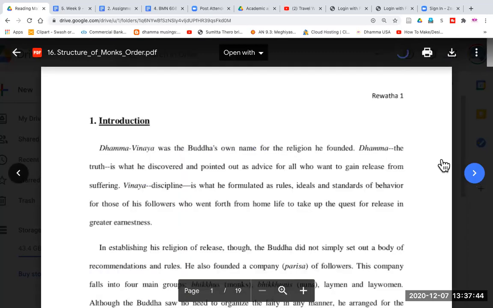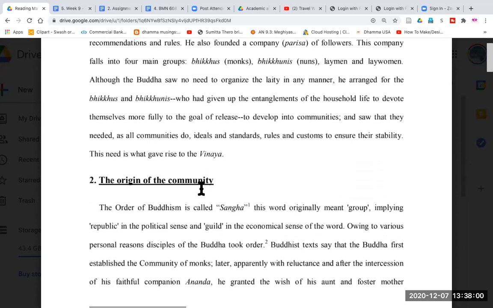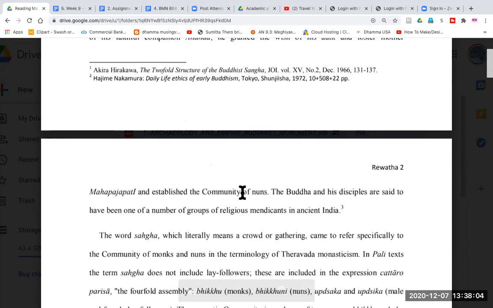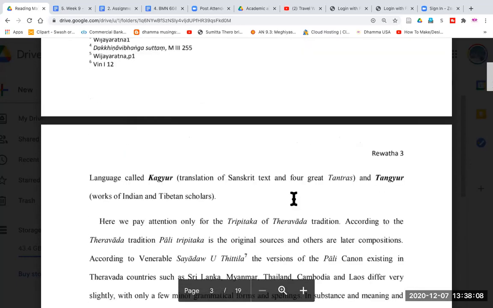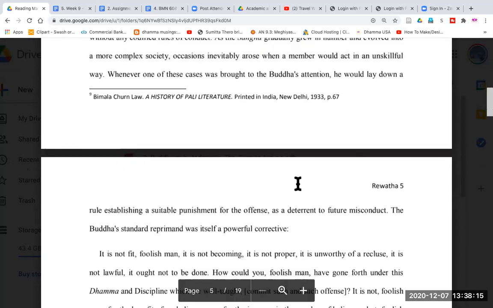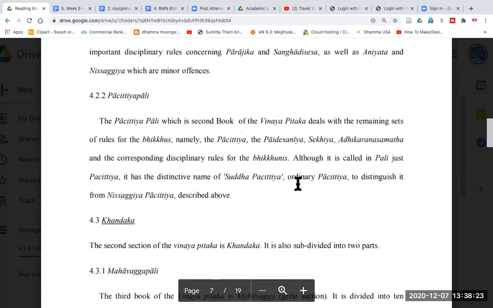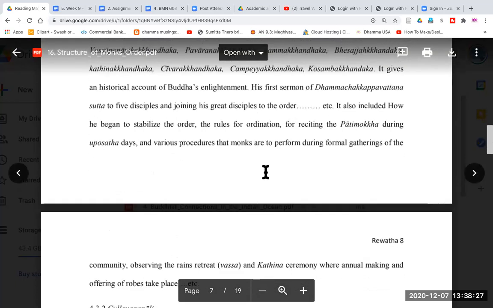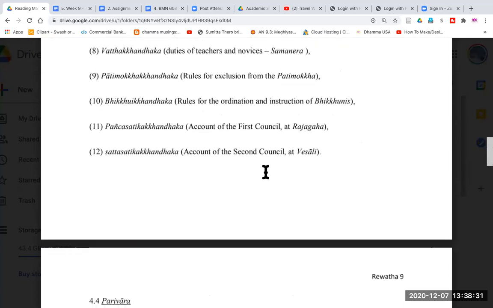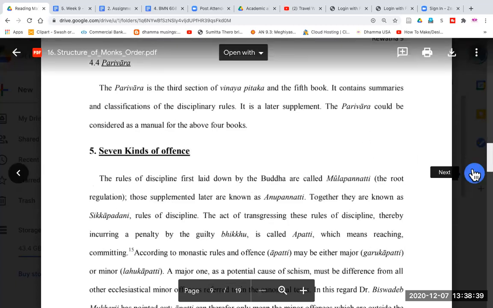All right, and then there is another one. This is the structure of monks, as I mentioned before. This 19-page article is on the origin and structure of the community, meaning the Sangha. So these are actually Buddhist monks. Yeah, introduction of the Pali Tipitaka, and then the structure of the Vinaya. So this is the Vinaya Pitaka. This is about the code of conduct for monks and nuns. This is all about that, this article. It can be useful to some. Seven kinds of offense. This is all about the Vinaya rules, or the code of conduct for Buddhist monks.